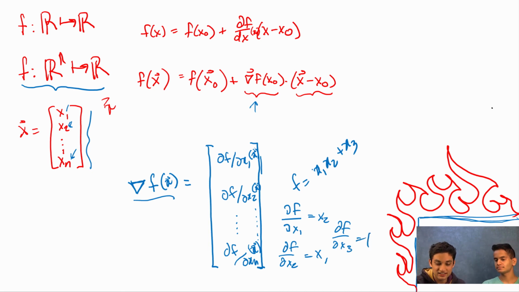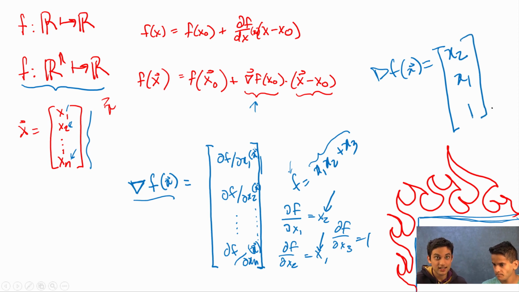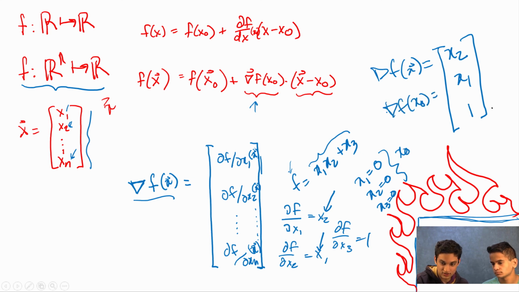So if you're working in this three-dimensional space and this was a function f, the gradient of f as a function of x is going to be equal to x2 from this term, x1 from this term, and 1. Note that these are functions of x1 and x2, and if we want to linearize it, we would need to evaluate it at a certain point. So if you were evaluating it at x1 equal to 0, x2 equal to 0, and x3 equal to 0, for example, evaluating it at these points tells us that, let's say all of this is x0, this tells us that the gradient at x0 would be 0, 0, and 1.